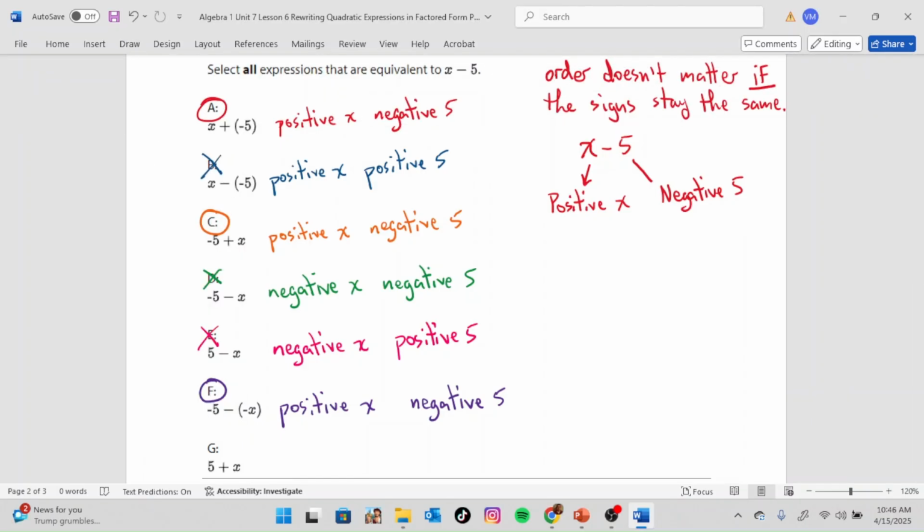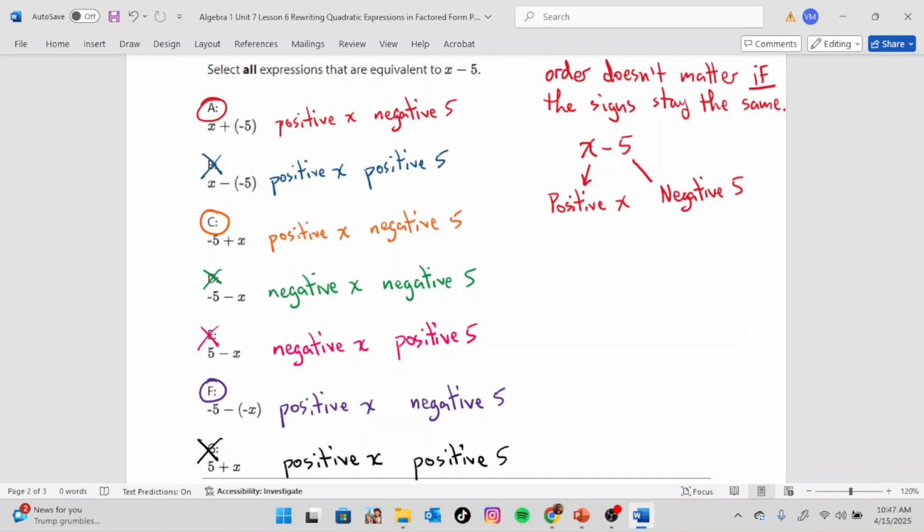And our final option, G, we have 5 plus x. We have that positive x that we wanted, but we also have a positive 5. And we don't want that positive 5. We wanted it to be negative. So G is not equivalent to the one at the top.